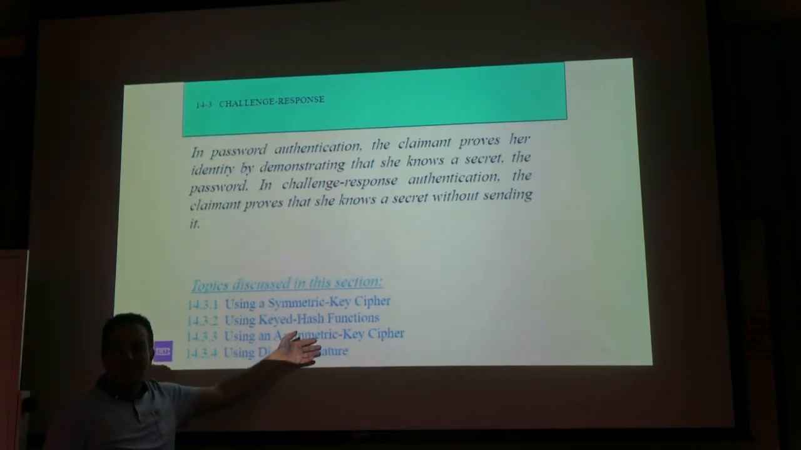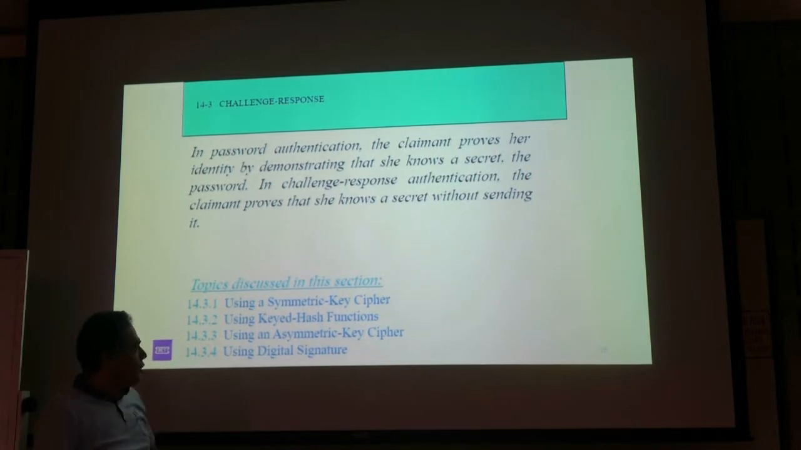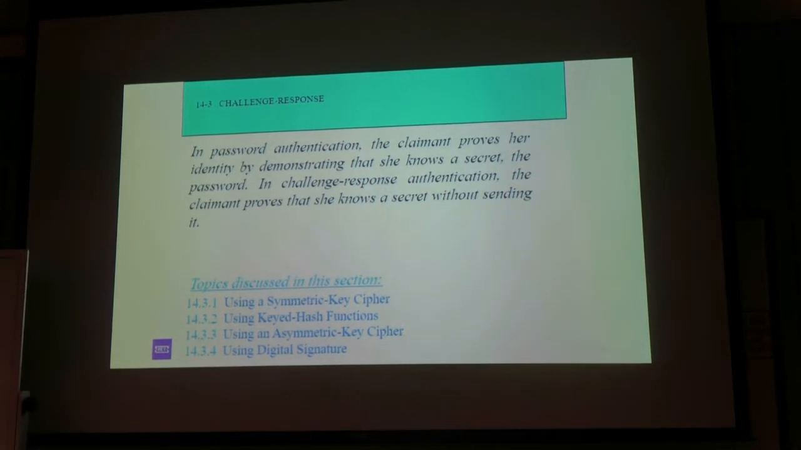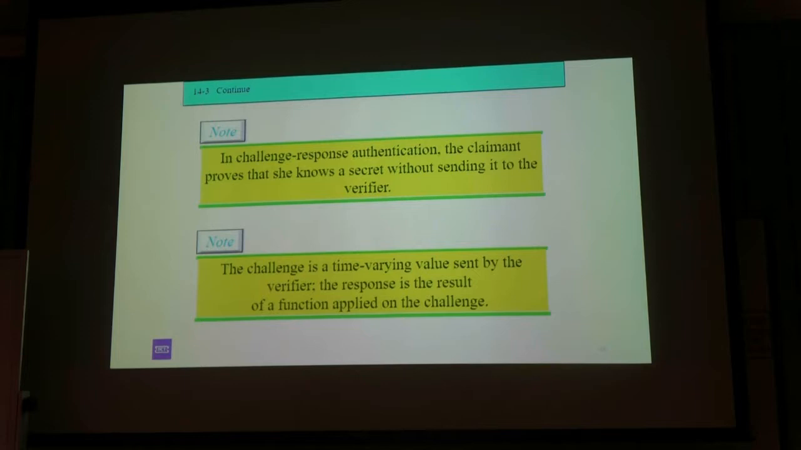When you say asymmetric, that means we have public and private keys, and then using digital signatures. Four techniques. Let's take a look at them. Again, in challenge response authentication, the claimant proves that she knows a secret without sending it to the verifier. But we have to send something, but we are not sending what? The secret.